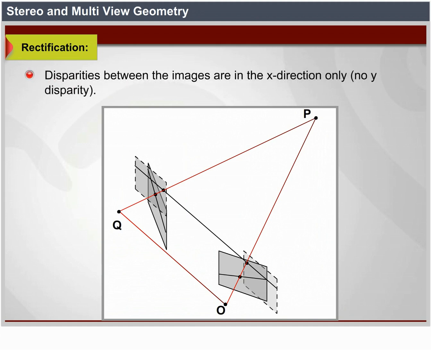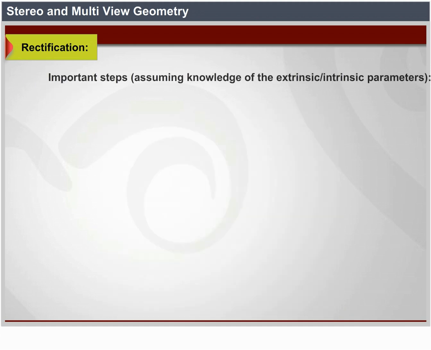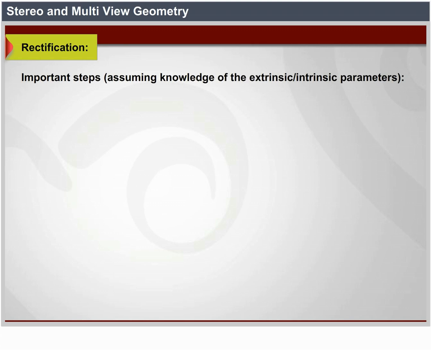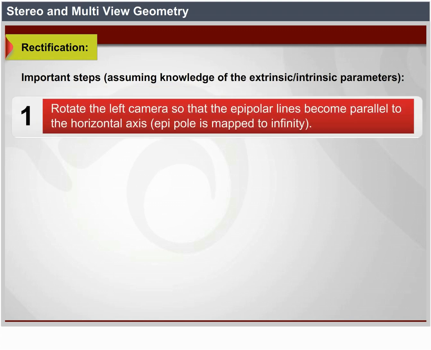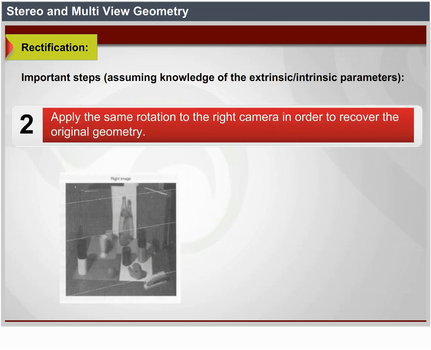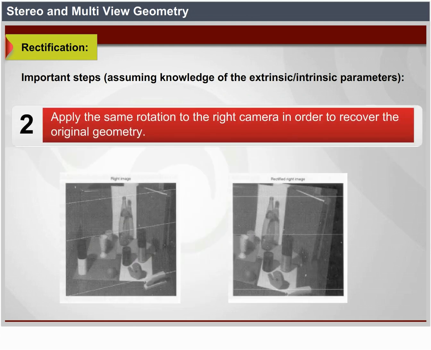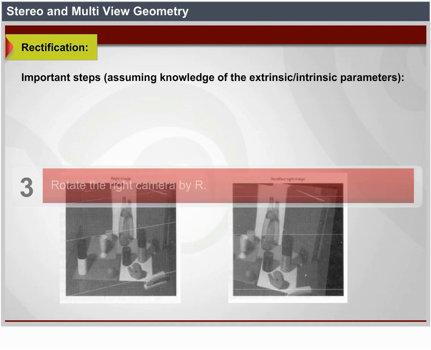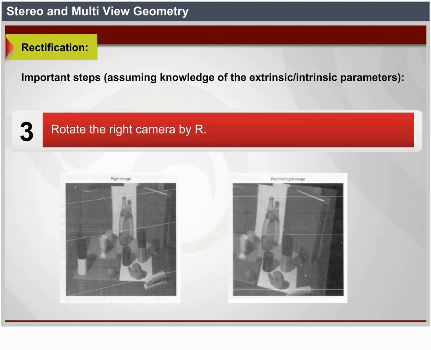Main steps, assuming knowledge of the extrinsic and intrinsic parameters. Rotate the left camera so that the epipolar lines become parallel to the horizontal axis; the epipole is mapped to infinity. Apply the same rotation to the right camera to recover the original geometry. Rotate the right camera by R. Let's consider step 1. The rest are straightforward.